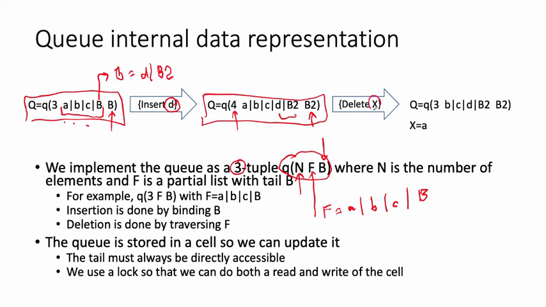If I want to delete an element from a queue, then I will take out the first element of F, so that's A, and I will replace that by the remaining elements, B, C, D. And the back is the same in that case. So insertion is done by binding B, and deletion is by traversing F. So these are constant time operations. That's very interesting. Because of single assignment, I can implement insert and delete in constant time.